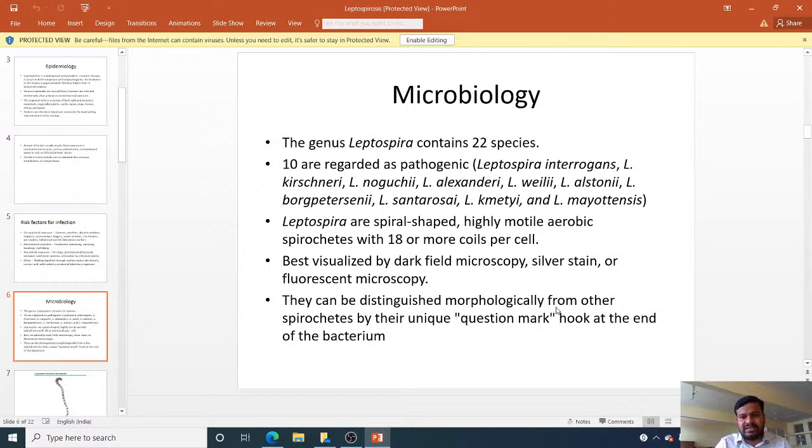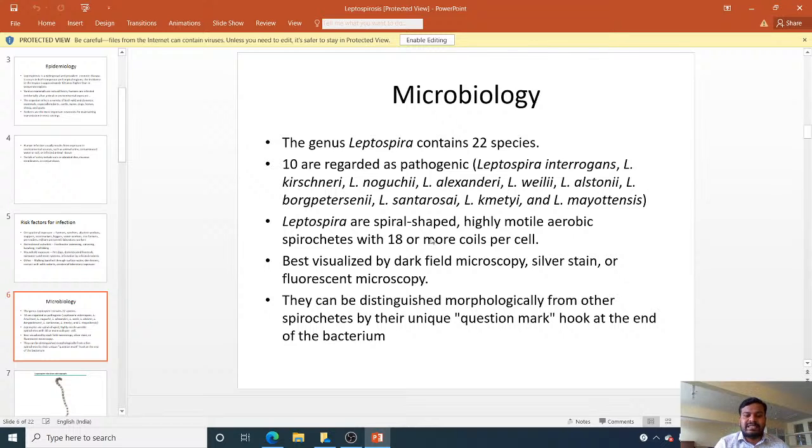The known species, we have 22 species of leptospira. Ten species are regarded as pathogenic. The most common which we learn here is Leptospira interrogans. You should remember Leptospira interrogans is one of the most common ones. There are other pathogenic species, so you should also remember any of these can be given. Mainly Leptospira interrogans, but you should also remember the other 9 also.